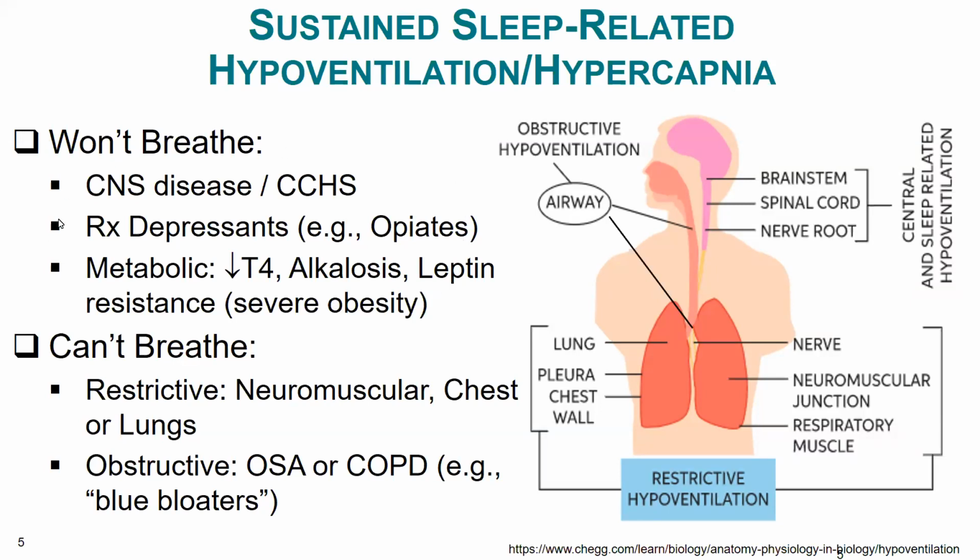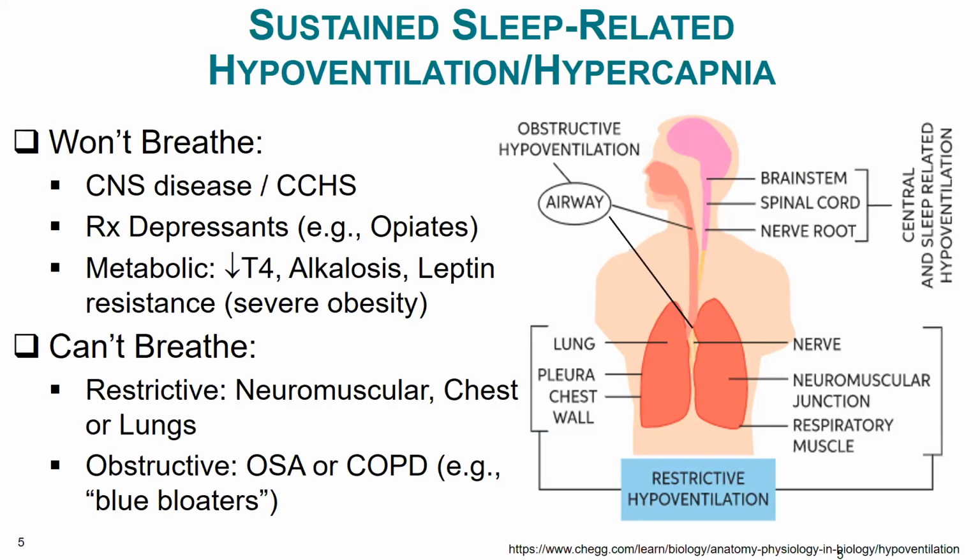underlying problems that lead to ventilatory depression at the CNS level. This might occur in the setting of congenital hypoventilation syndromes, central hypoventilation syndromes. It might most commonly in adults occur when respiratory depressants are administered, such as opiates. And then there are metabolic causes for respiratory depression, namely hypothyroidism, metabolic alkalosis, and this disorder called leptin resistance, which is very common in patients with severe or morbid obesity.